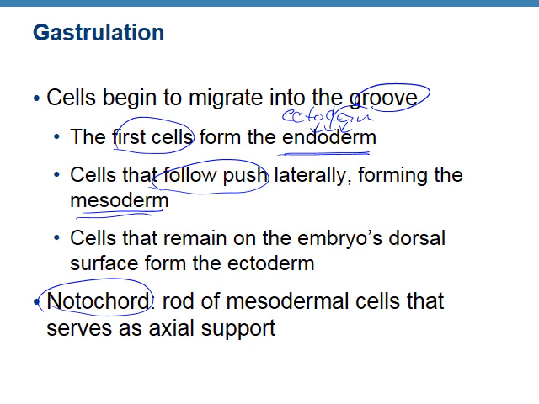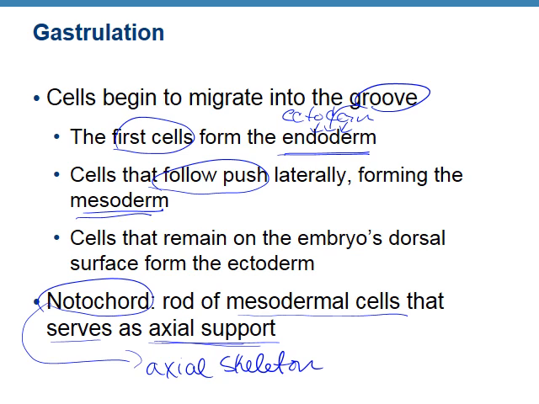Then we're going to see a structure called the notochord. So basically, it's mesodermal cells that serve as axial support. So when I see notochord, I start thinking of axial skeleton. So this should make us think of brain and spinal cord.